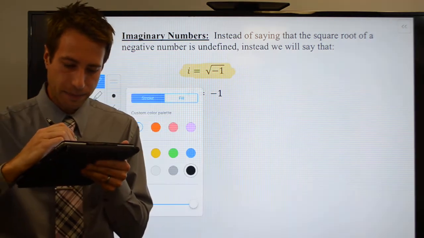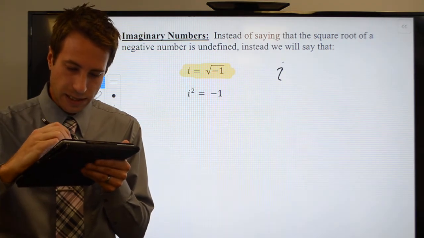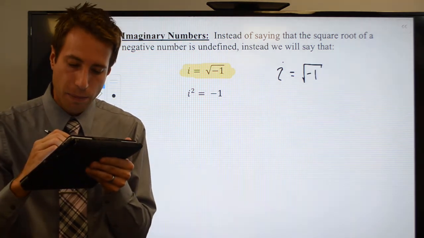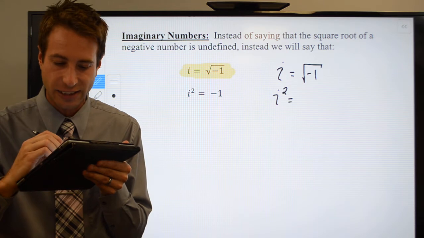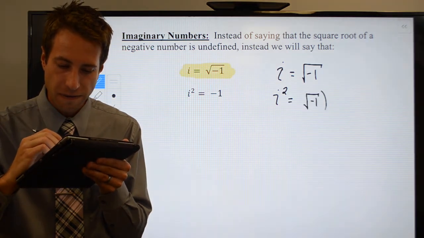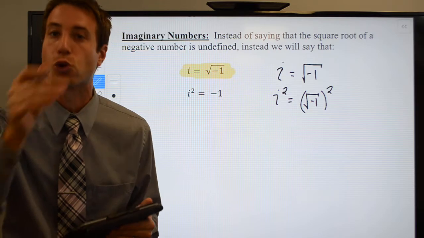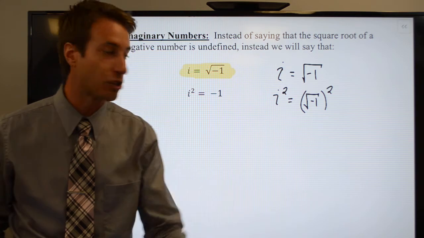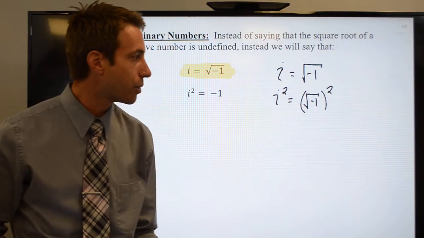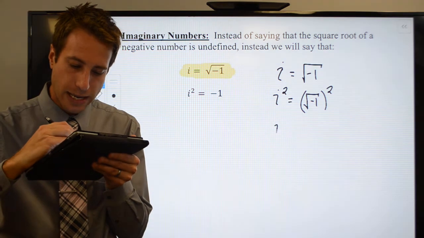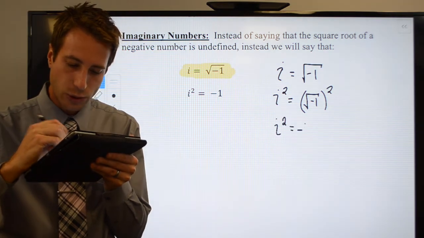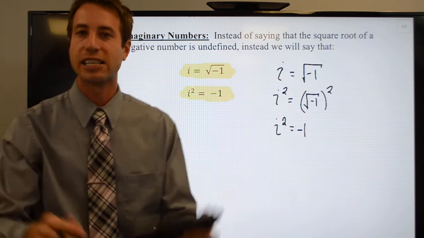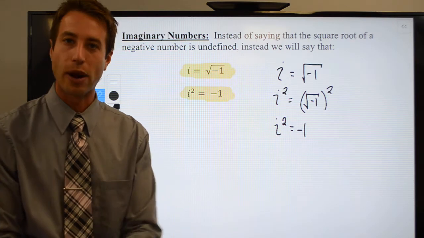If I have i is equal to the square root of a negative 1, and I were to square both sides, i squared, which means I have to take the square root of this side as well, or square this side as well. Well, remember, we just looked at that property from Algebra 1 that says anytime you square a square root, they cancel each other out. And what you wind up with is i squared is equal to a negative 1, which is the second little piece of our definition here. i squared is equal to a negative 1. And that's where it comes from.